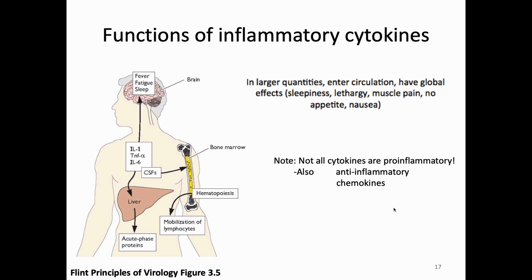These inflammatory cytokines are going to act on the bone marrow to change how many cells are coming out of the bone marrow. They're going to act on the liver to make different proteins. They are also going to act on the brain to induce fever. They may sometimes also induce fatigue. There are also situations where many of these will make you lethargic, give you muscle pain, lower your appetite, lead to nausea.